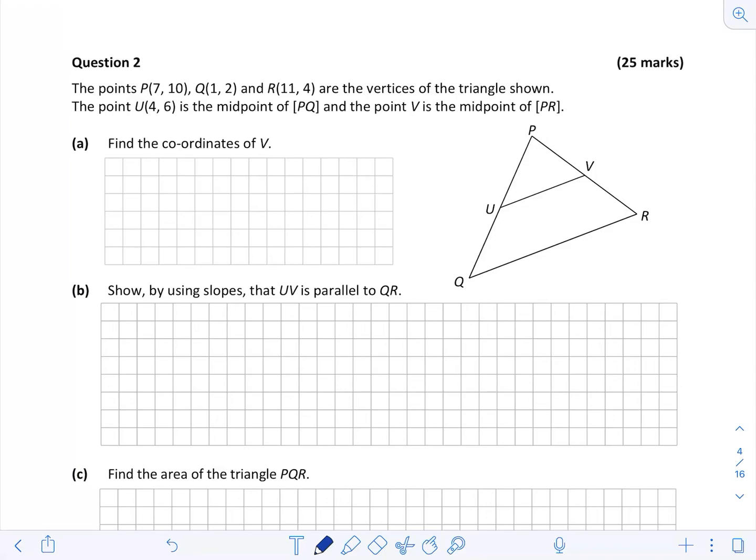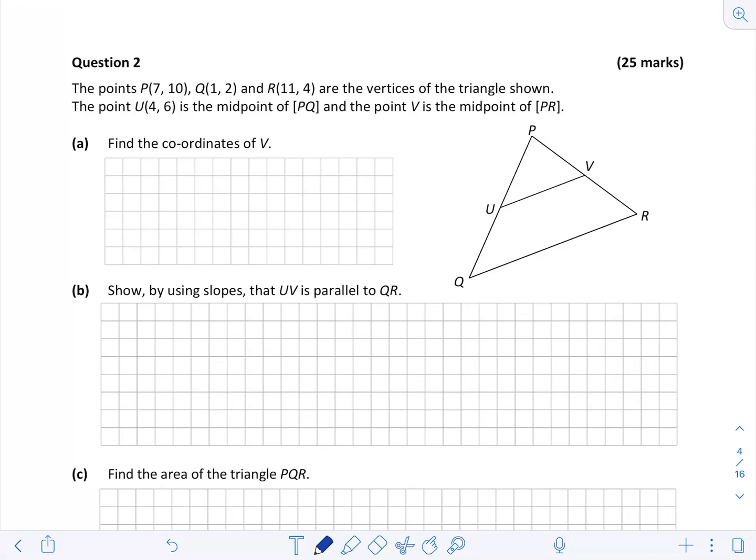Right, so on to question 2 now. The points P(7, 10), Q(1, 2) and R(11, 4) are the vertices of the triangle shown. The point U(4, 6) is the midpoint of PQ. Find the point V, where V is the midpoint of PR. Okay, so when we're reading that information, we're checking that everything is in the diagram, and it's not actually.